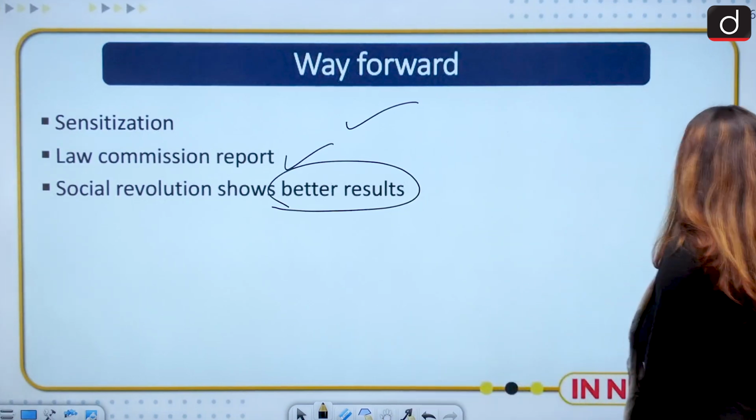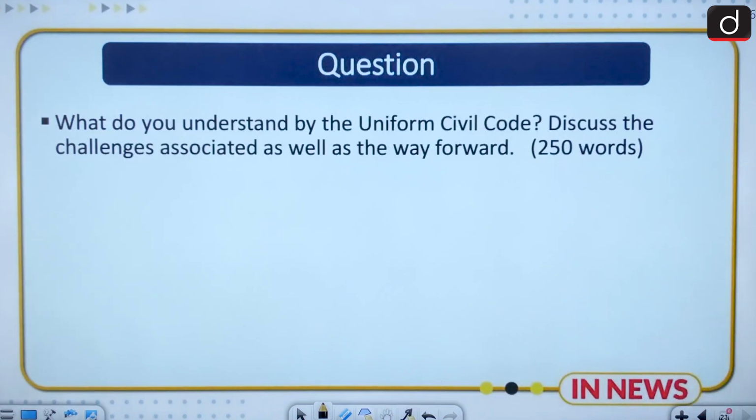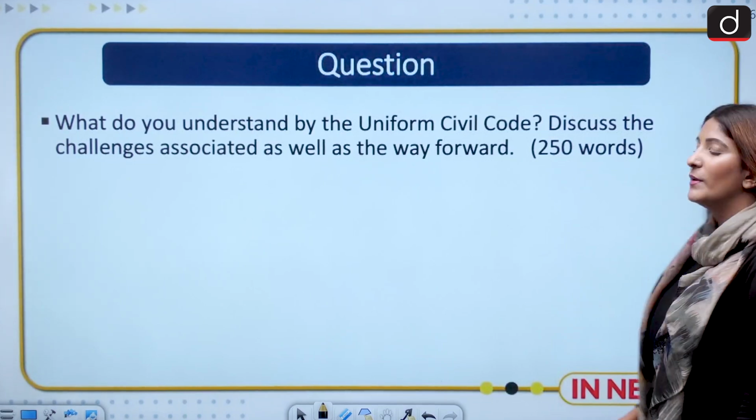Let us move on and talk about our mains question. What do you understand by the Uniform Civil Code? Discuss the challenges associated as well as the way forward in 250 words.